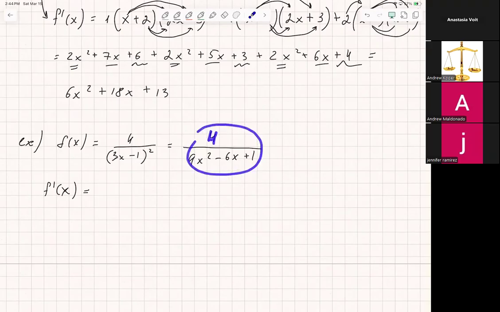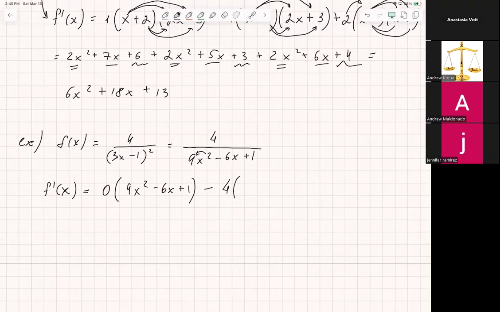quotient rule. So this is 4. The derivative of the numerator times the denominator: the derivative of 4 is 0, times 9x squared minus 6x plus 1. Now minus the numerator times the derivative of the denominator. So we have 4 times the derivative of the denominator, which is, 2 goes to the front, so 9 times 2, that's 18x.